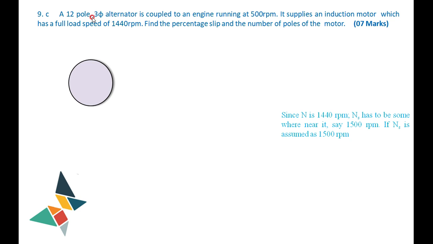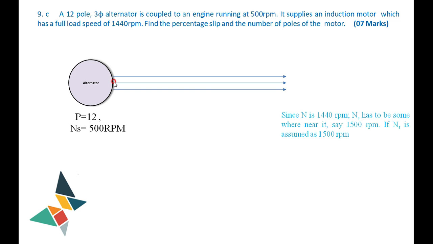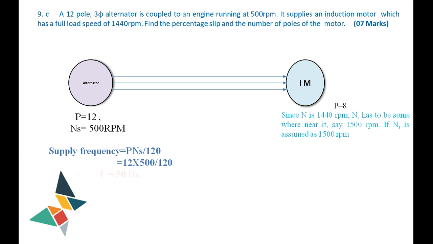There is a 12 pole 3-phase alternator. First I am drawing the alternator here. It has 12 poles and the speed is 500 rpm. It is given 12 pole, 500 rpm. It is connected to a 3-phase induction motor. It is running with a speed of 1440 rpm. Find the percentage slip and the number of poles of the motor.